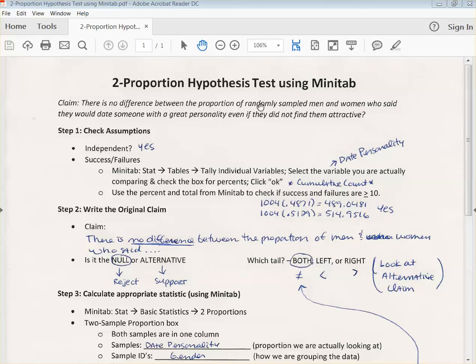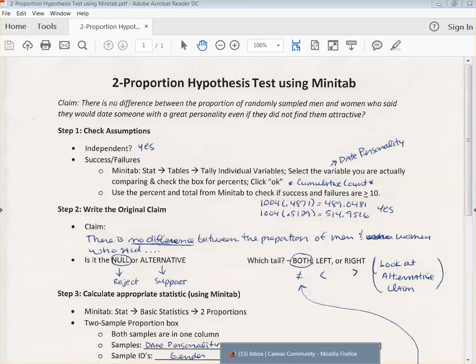Independent, so even though, well, it does say randomly sampled. So, okay, we're going to go ahead and say yes because of the randomly sampled. But remember what I said before with the one sample, even if it didn't say randomly sampled, normally we just go ahead and assume independence unless it's a clear-cut case that it's definitely not independent. Then for our successes and failures, this is going to be very similar to what we did with the one proportion, except this time we're using date personality.